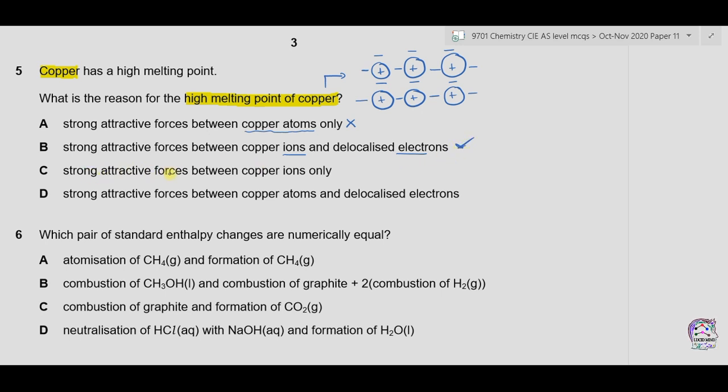C. Strong attractive forces between copper ions only. Now we can see that the copper ions are positively charged, so therefore there are no attractive forces among positive ions, as similar charges repel each other. So this is incorrect. D. Strong attractive forces between copper atoms and delocalized electrons. Now this is incorrect because copper positive ions are attracting negative electrons. The only correct option is therefore B.